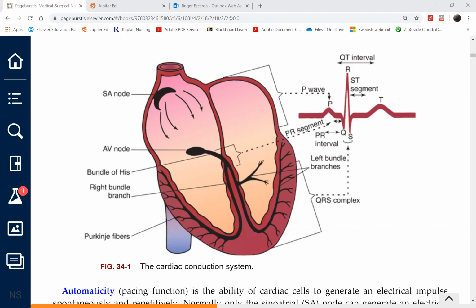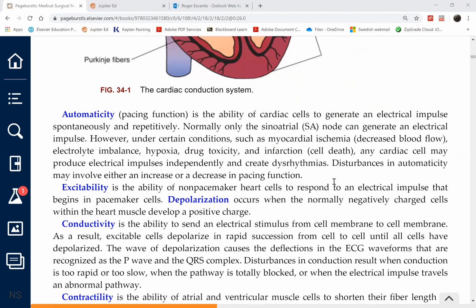We measure the PR interval from the P wave right here up until it leaves the isoelectric line. I forgot to mention the isoelectric line. Okay, let's go back to your textbook. All right, so you see my textbook?